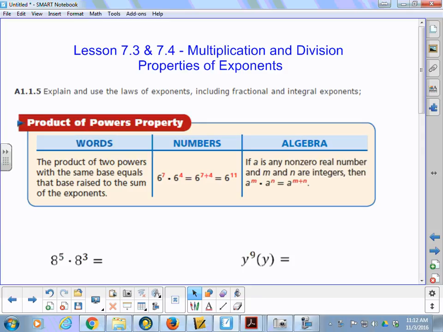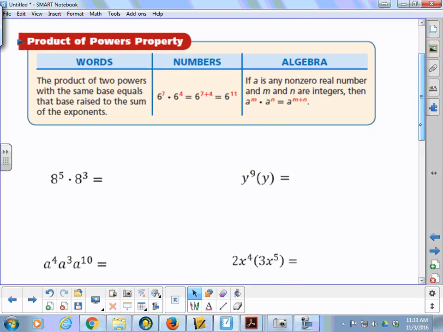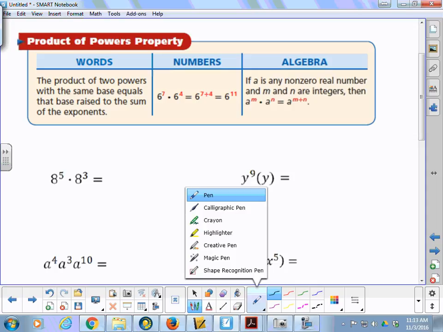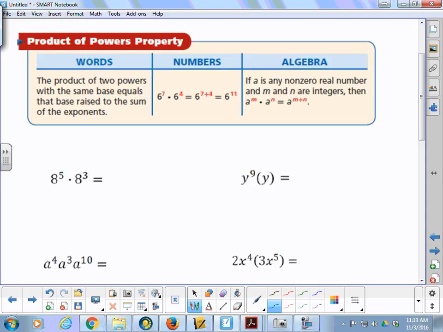6 to the power of 7 times 6 to the power of 4 equals 6 to the 7 plus 4 power, or 11. When it's written with variables, a to the m times a to the n equals a to the m plus n. So you worked with these yesterday, and when you were working with them, some of you were probably coming up with these rules. With the product rule, pretty simply, you said, okay, I have 8 to the 5th times 8 cubed. So I've got 5 eighths here, 3 eighths here. So we say, well, that's 8 to the 5 plus 3, or 8 to the 8th power, right?